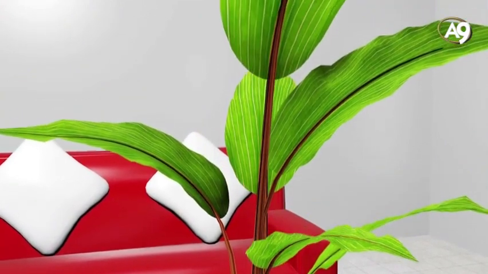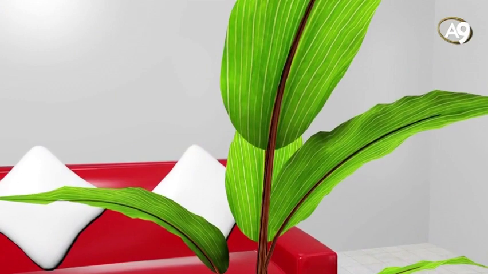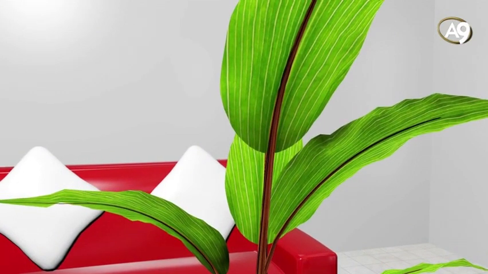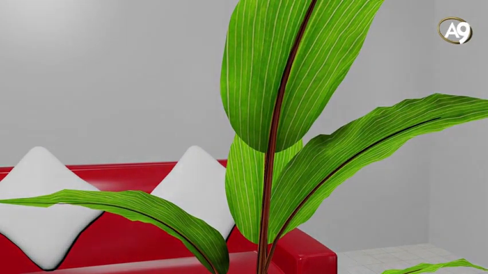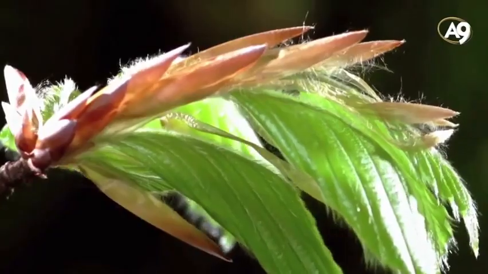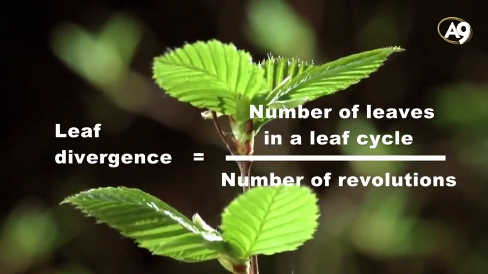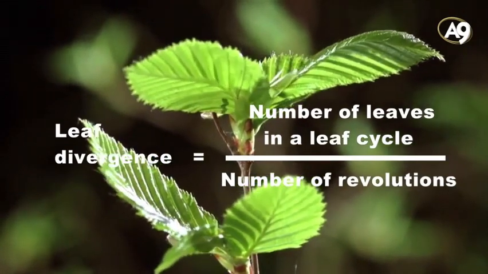If n is the number of revolutions we need to make, beginning at one leaf, until we encounter another leaf at the same level, and if p is the number of leaves encountered during this cycle, then p divided by n fraction is the leaf divergence that exists in plants. Leaf divergence equals number of leaves in a leaf cycle divided by the number of revolutions.